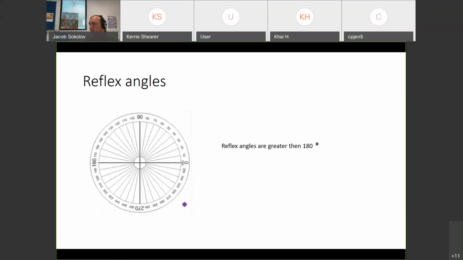Okay, so last week we looked at acute and obtuse. So obtuse, guys, remember it was from, but not including, 90 to 180. So any angle greater than 90 but less than 180 was obtuse, and acute was up to 90.